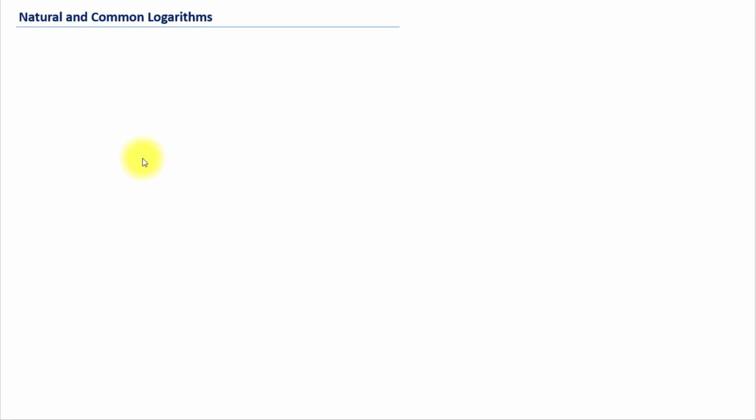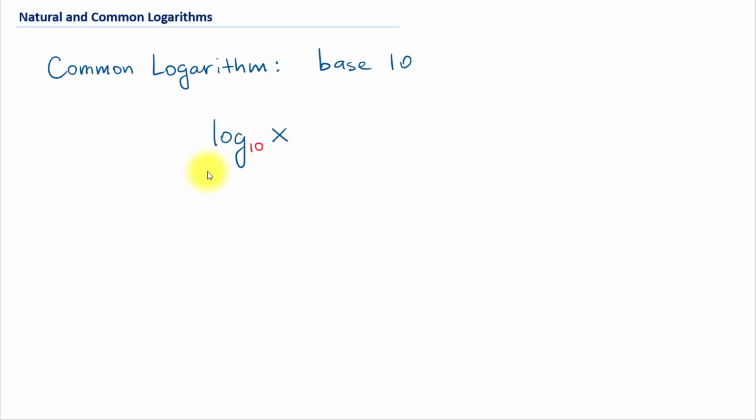Next, we're going to look at two special logarithms. They're called natural and common logarithms. A common logarithm is the one that has base 10, like this. However, common logarithms have special notation. Logarithms with base 10 can simply be written without the number for the base. In other words, if you see or use a logarithm without any base written, this automatically indicates that the base is 10.